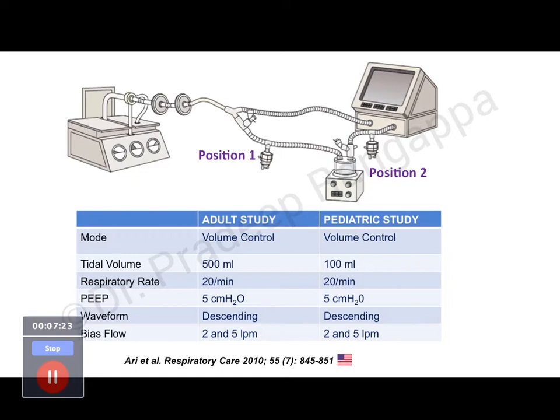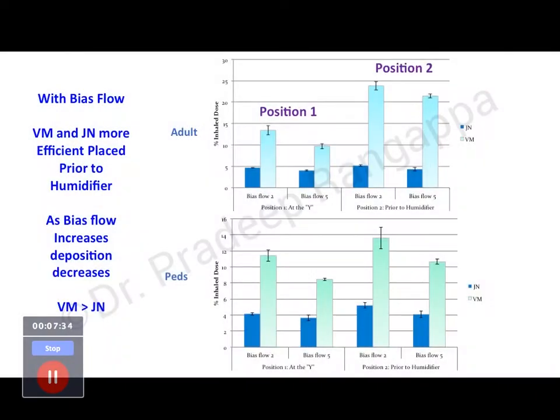So here he compared the deposition between 2 liters of bias flow and 5 liters per minute of bias flow, and see the difference. So this was again done by Ari et al. And these were the results. As you see, position 2, now you remember position 2, it is close to the ventilator. The light green color is the vibrating mesh nebulizer, that had the highest deposition. The dark blue is the jet nebulization. And you see this particular one was the bias flow 5. Bias flow 5 means 5 liters. So the higher the bias flow, the lesser is the deposition. And this was with 2 liters. With lesser bias flow, the deposition was better.